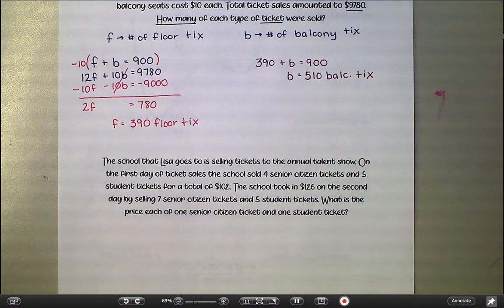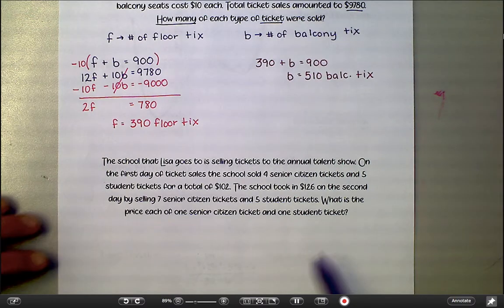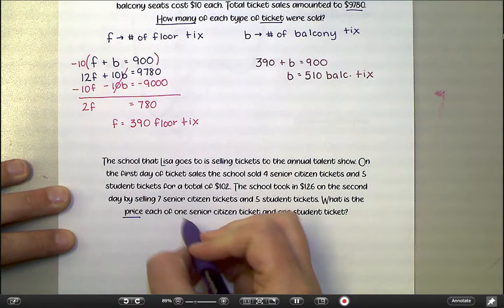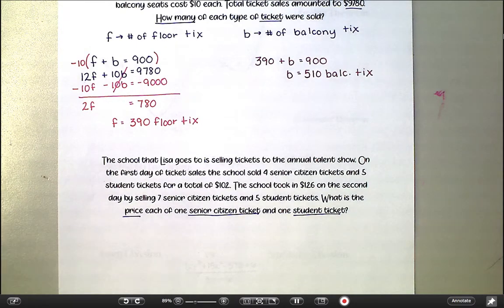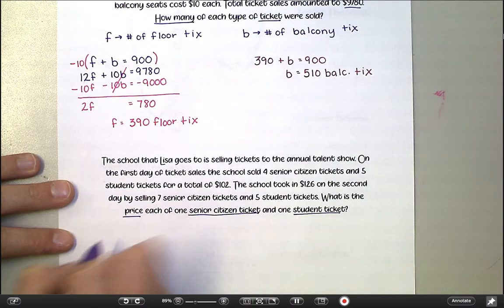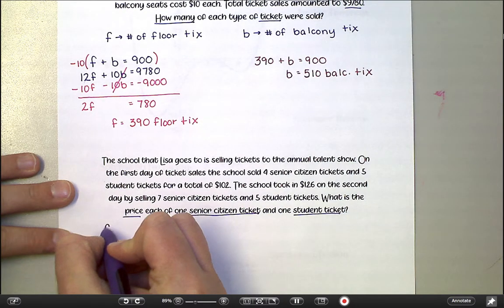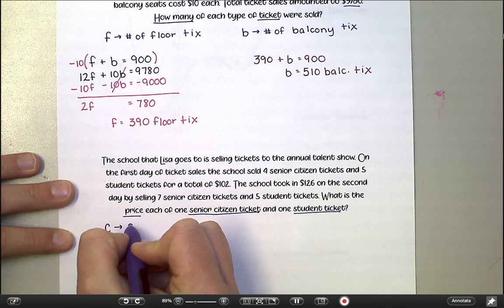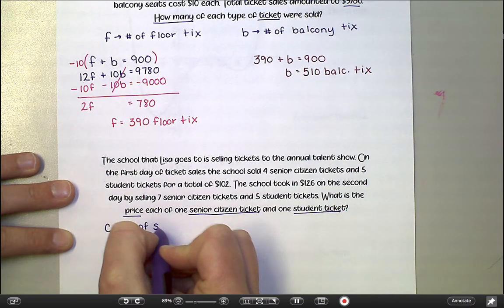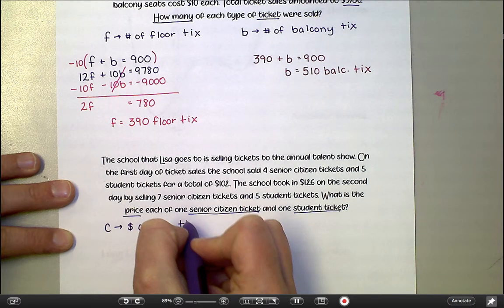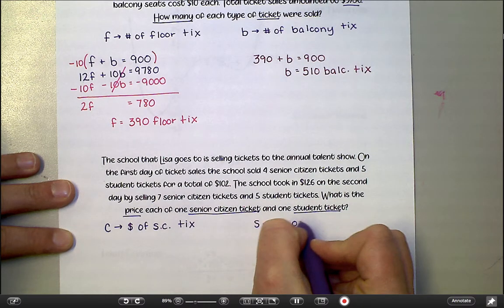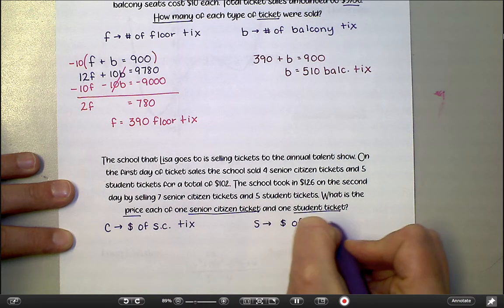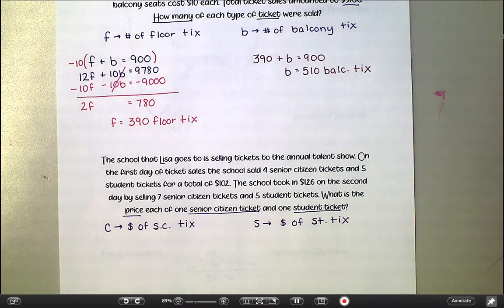All right, let's try another similar example here. And once again, I'm skipping over all of this stuff to the end, and it says, what is the price of a senior citizen ticket and a student ticket? Okay, so this time I want the price of each ticket. So let's see. I'll use C to represent the price of a senior citizen ticket, and I'll use S to represent the price of a student ticket. Okay, so that's my first step. Now I read back from the beginning.